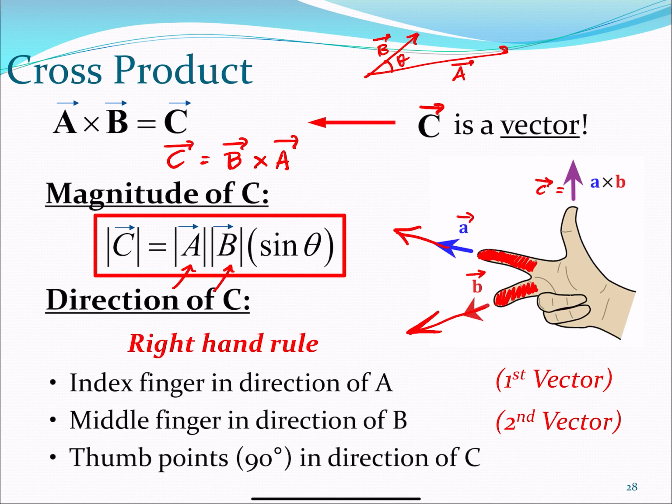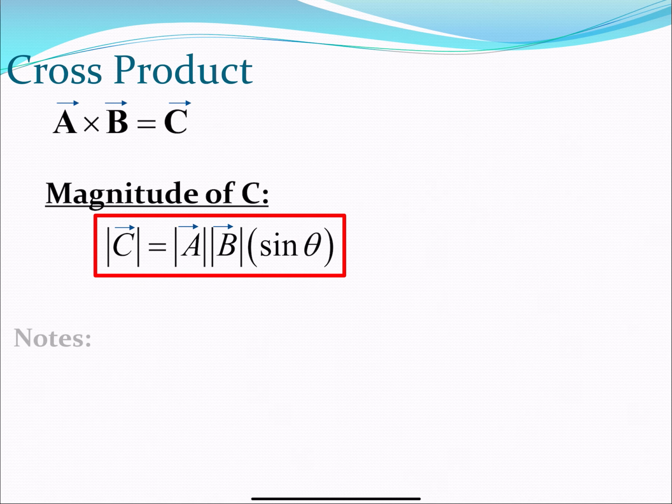So this is not the same. B cross A cannot give you C. So let's just put a big cross over here, that it cannot give you C. The order is important.